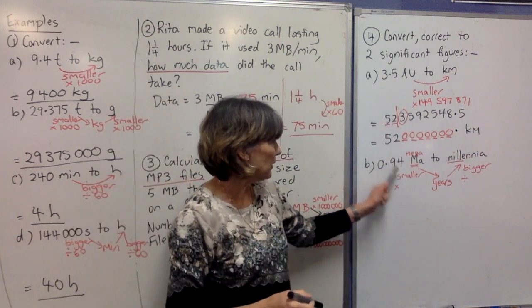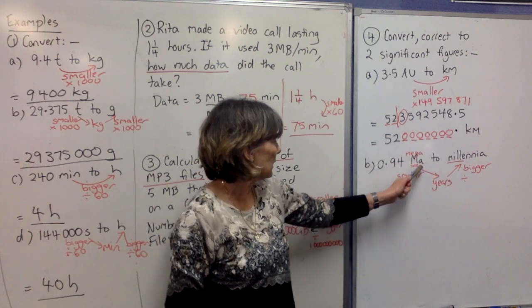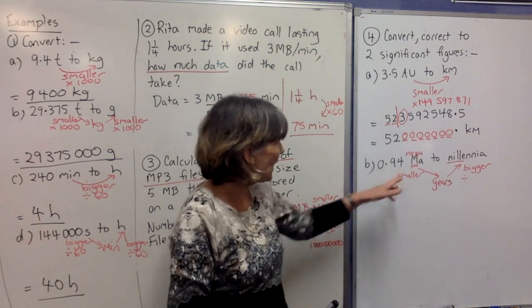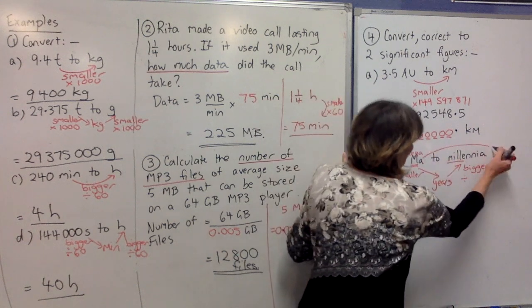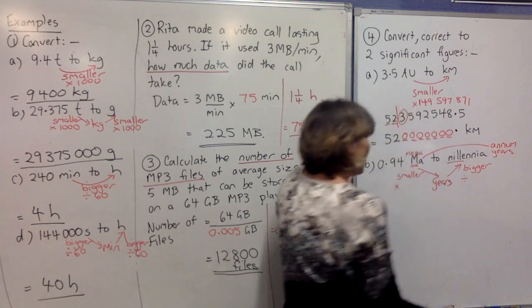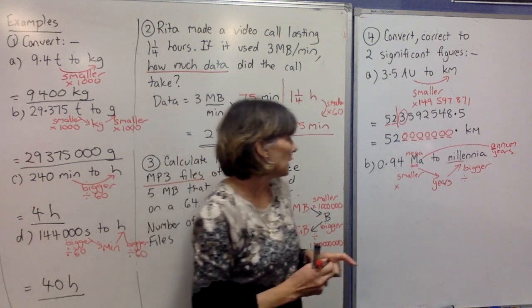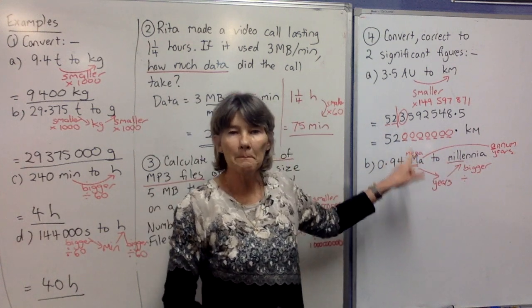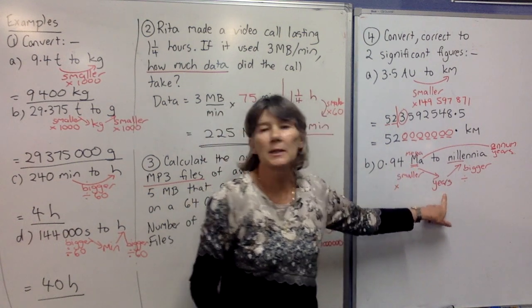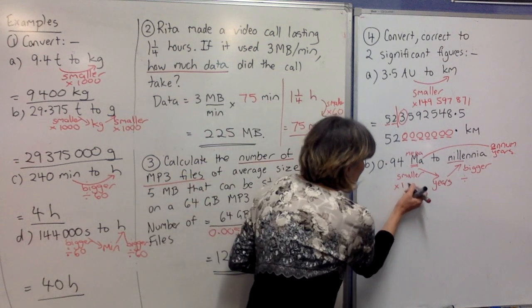So this is 0.94 mega, can't remember what it means exactly, the A, but it's to do with annum, all right? So I'm going to call it a mega annum, because A for annum means years. Okay, so that's what the A is talking about. So it's basically mega years. A mega is a million, so it's like a million years. So we're going to convert it to years first. So we're going to a smaller unit. So we're multiplying by 1 million.